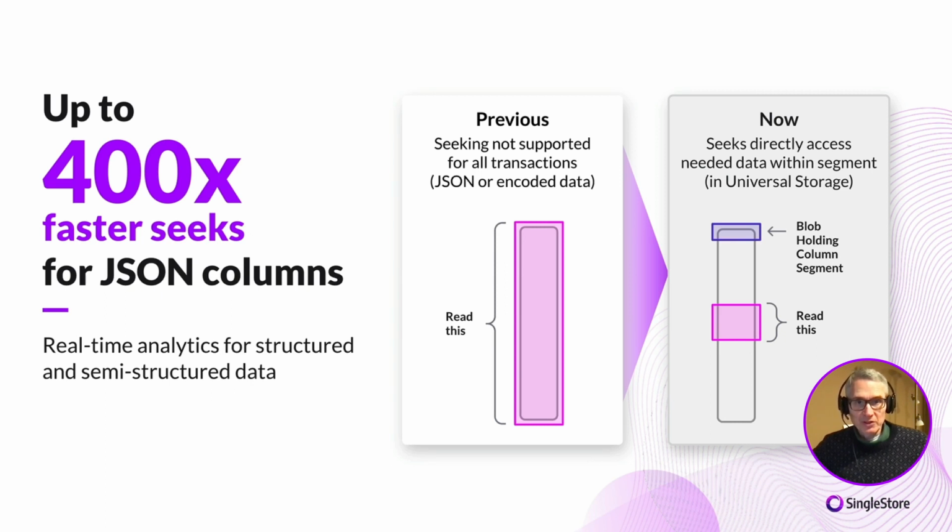And the way it works is that instead of reading an entire million row chunk of a JSON column, called a column segment, as we did in prior releases, like it shows in the picture on the left, we instead just read a few bytes from that entire million row chunk. So you can read just the bytes needed to retrieve a single row, for example. And obviously that's going to be much faster, and in fact it can be up to 400 times faster.